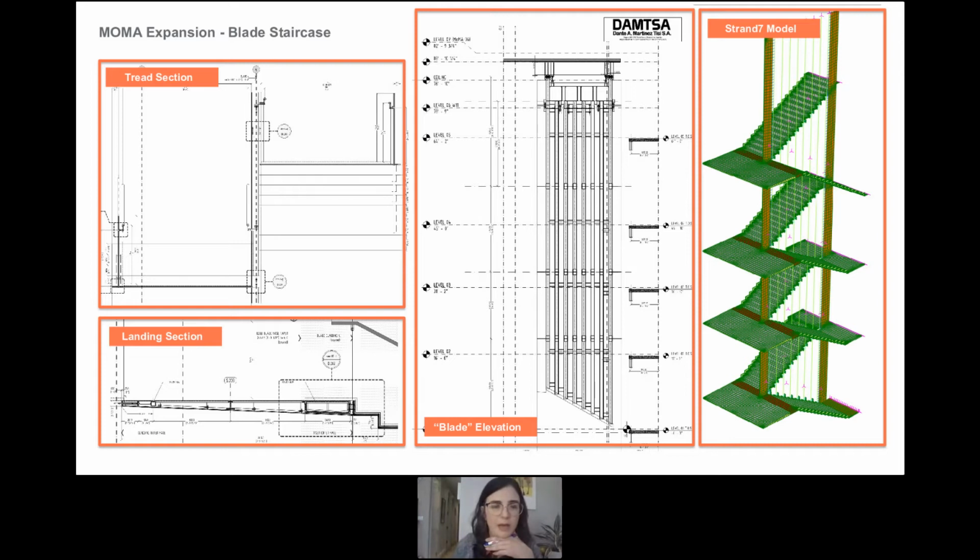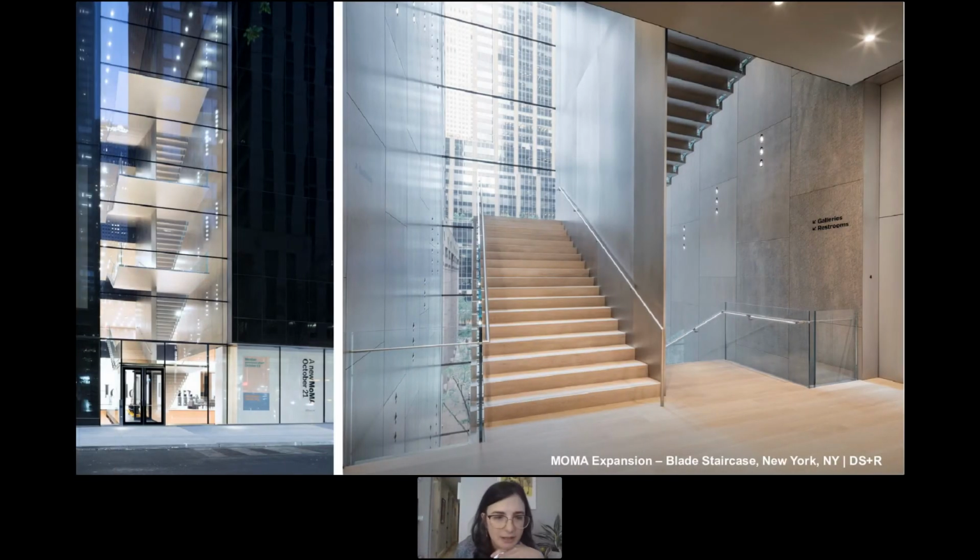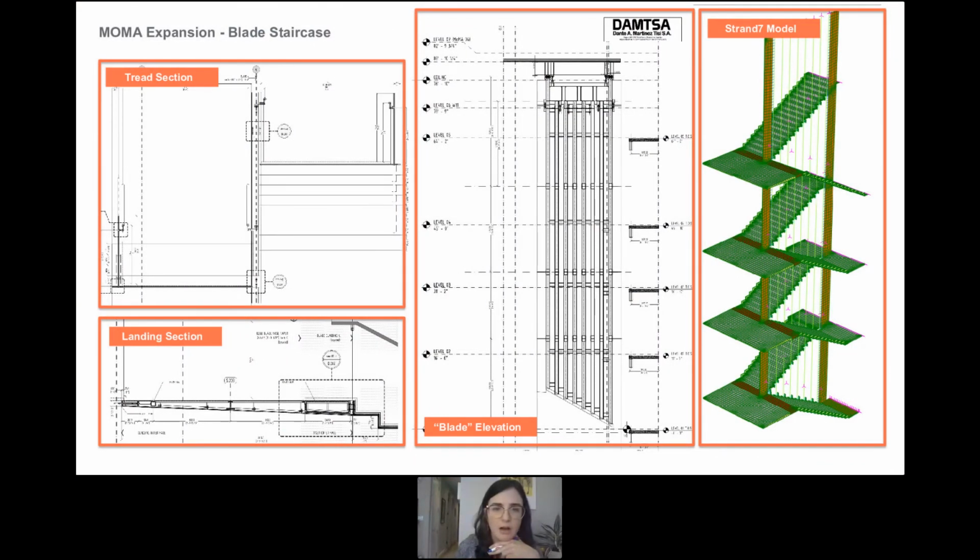So basically, the way this structure works is, believe it or not, it is actually hung. You can sort of tell at the bottom, but this central blade, as it's called, does not extend all the way to the ground. And so, the stair is cantilevering off of this central blade, which is then hung from the structure above. And it is comprised of a series of HSS tubes that are then clad, so you don't see those in the end.